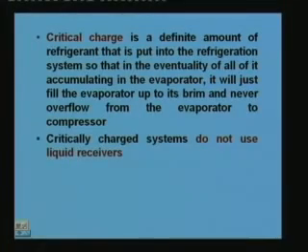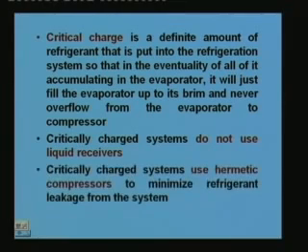So, what is the advantage of this? Since the liquid cannot overflow from the evaporator, there is no possibility of liquid entering into the compressor, because once liquid enters the compressor, it may get damaged. So this kind of system is called a critically charged system. Critically charged systems do not use liquid receivers, and critically charged systems use hermetic compressors to minimize refrigerant leakage from the system.